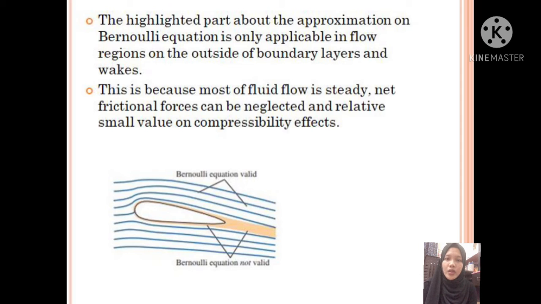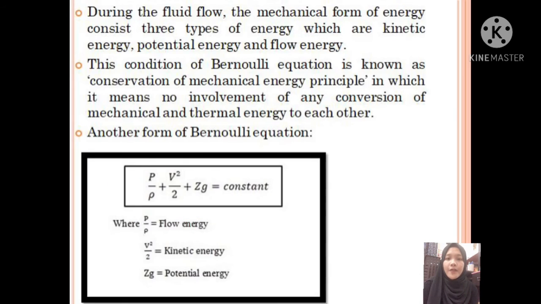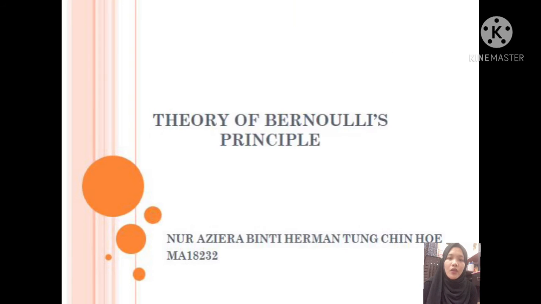That is why the equation is only applicable to steady flow. Another form of the Bernoulli equation is the previous equation multiplied by gravity, which becomes the flow energy equation: pressure divided by density, plus kinetic energy, which is velocity to the power of 2 divided by 2, plus potential energy, which is z, elevation head, times gravity, equal to a constant. The Bernoulli equation is derived from Newton's second law for fluid moving along a straight line and the first law of thermodynamics applied to a steady flow system, and this equation is commonly used to solve fluid problems.